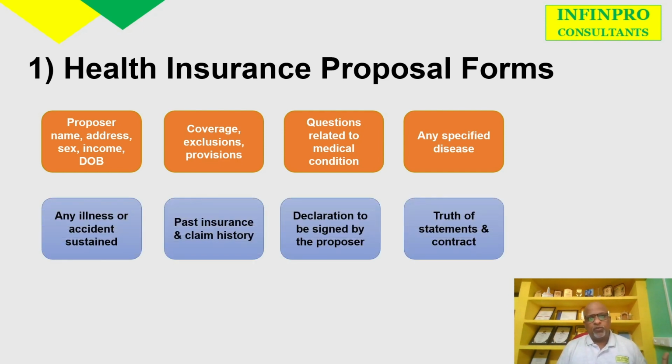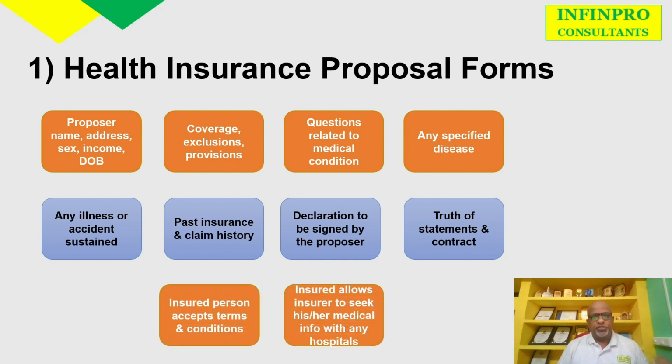To continue further on what other information will be covered in a proposal form: any illness or accidents of the past, any insurance claims which have happened. Then the customer gives a declaration, and finally he says he agrees that all the statements given are truthful to issue the contract. So the conditions are accepted by the customer. The insured person accepts the terms and conditions laid by the health insurance company, and by accepting it, there are certain benefits which the end user or the customer will be getting.